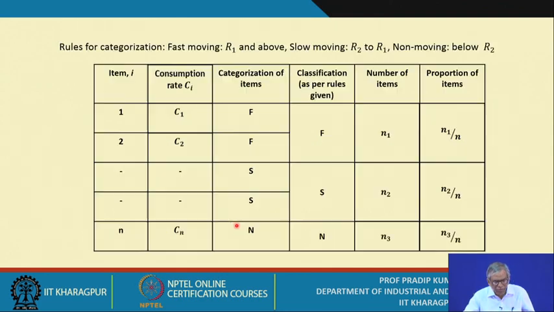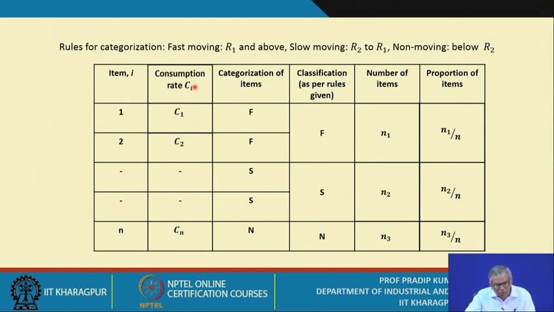Okay. Then you prepare a table as follows: for the item I, the first column, in the second column you specify the consumption rate, then the categorization of the items. That means first you have to set the rules for categorization, like fast moving R1 and above, like 10,000 units and above, is considered to be fast moving. Okay, per unit of time, could be a day, could be an hour. Slow moving means like say 5,000 to 10,000 units per hour, or say 3,000 to 10,000. Choice is yours. There must be some basis, right? And non-moving is below R2, say less than 2,000. So there cannot be any absolute definition. Relatively you have to select the range values.